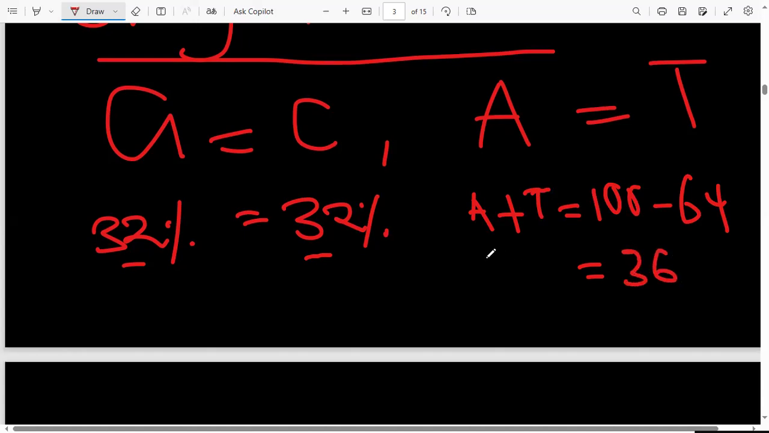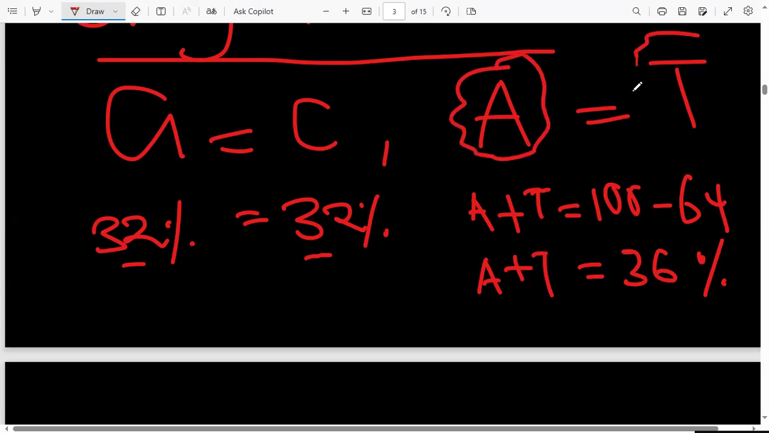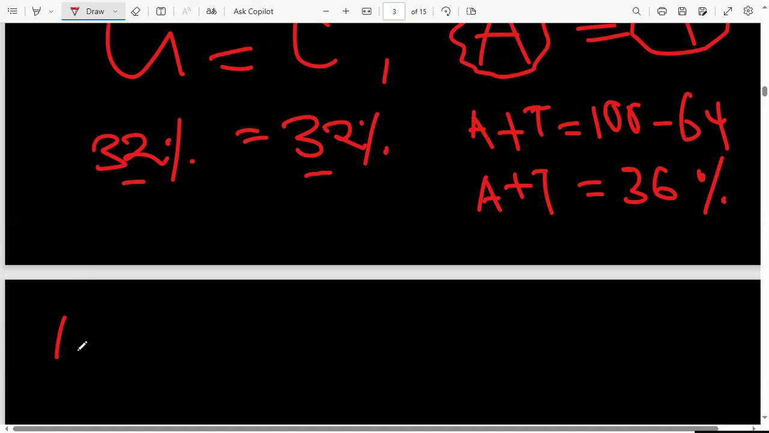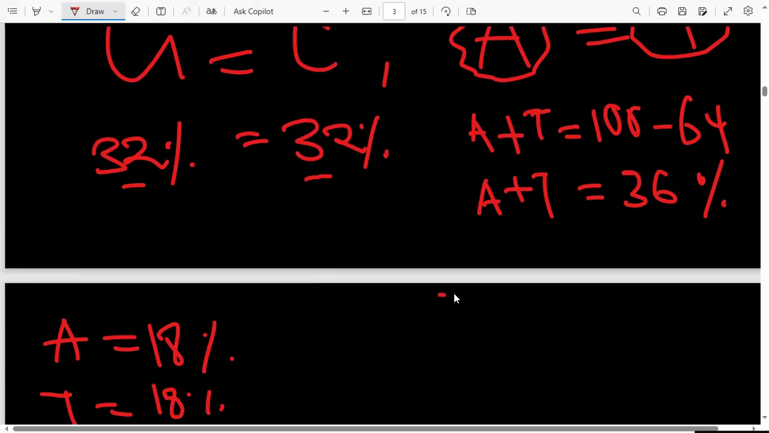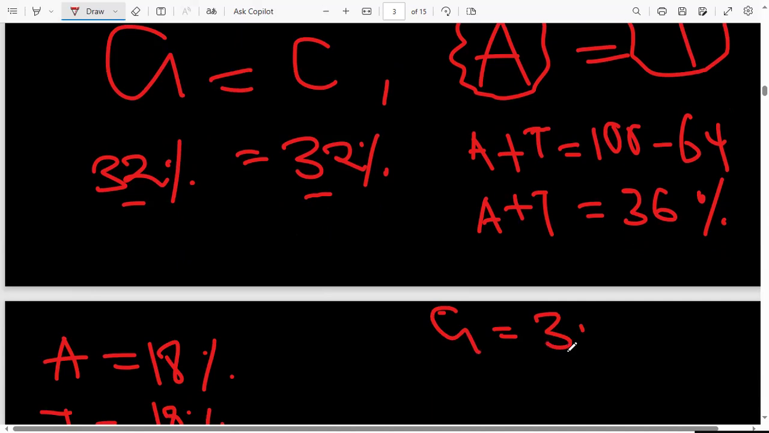So the percent of adenine plus thymine is 36%. According to Chargaff's laws, the percent of adenine and the percent of thymine will be equal, so we can just divide this 36 by 2. That means the adenine has 18%, and the thymine also has 18%. The guanine maintains its 32%, and the cytosine is also 32%. So it's as simple as that.